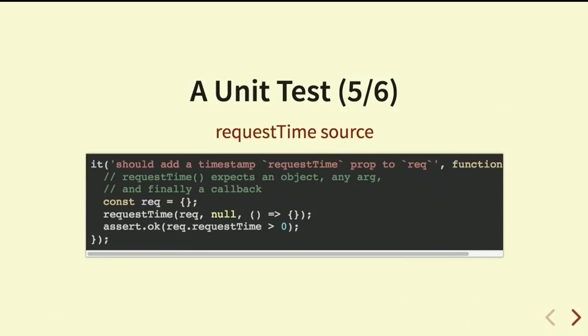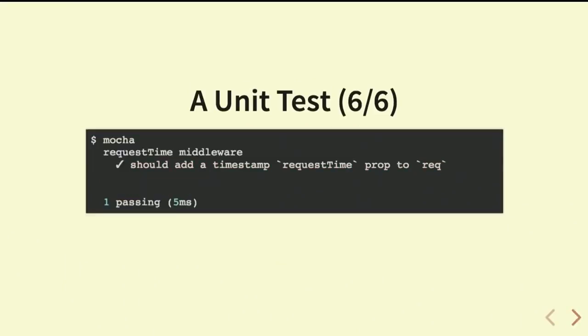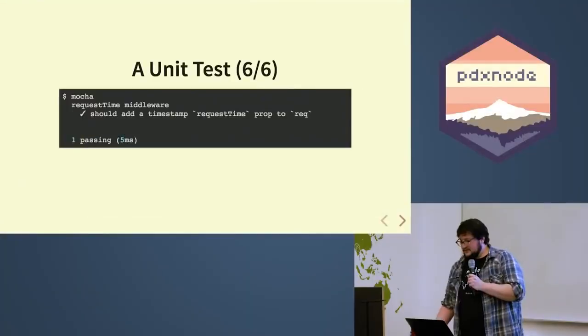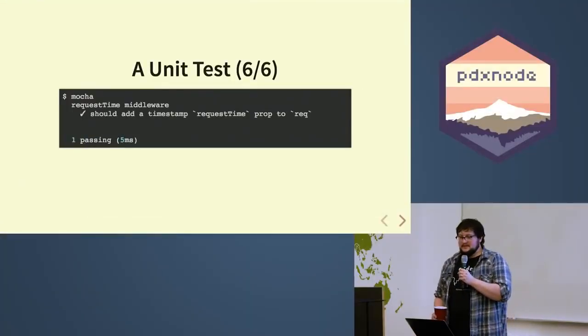So null could be void zero. It could be anything. It could be foo if you wanted. Doesn't matter. But the third parameter is a function. It simply calls the function, and so it has to be a function. That function doesn't have to do anything. And so then we assert that the request time property is greater than zero and run it again and great, it passed. So does anybody have any questions about this flow of writing unit tests and executing Mocha?